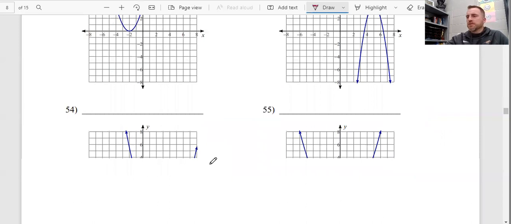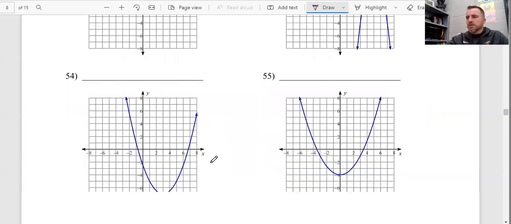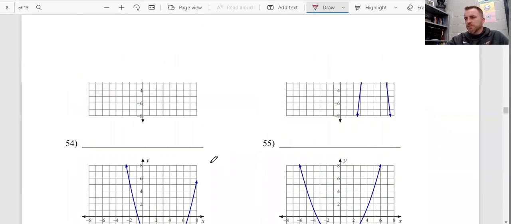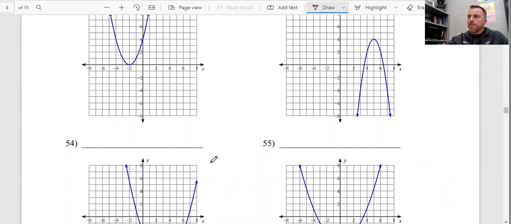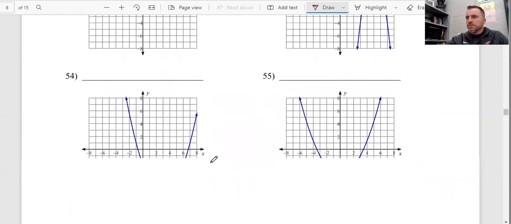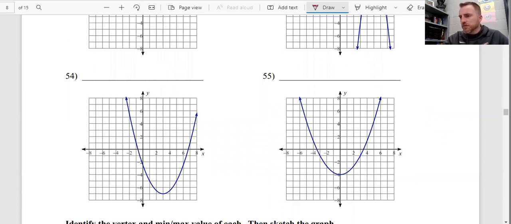Continuing with some graphs, these are not systems, but these are some quadratics that we're going to try to write some solutions for. We'll just do 54 and 55 if they will load here. So the first thing you want to do is find the vertex because we want to write these in vertex form.